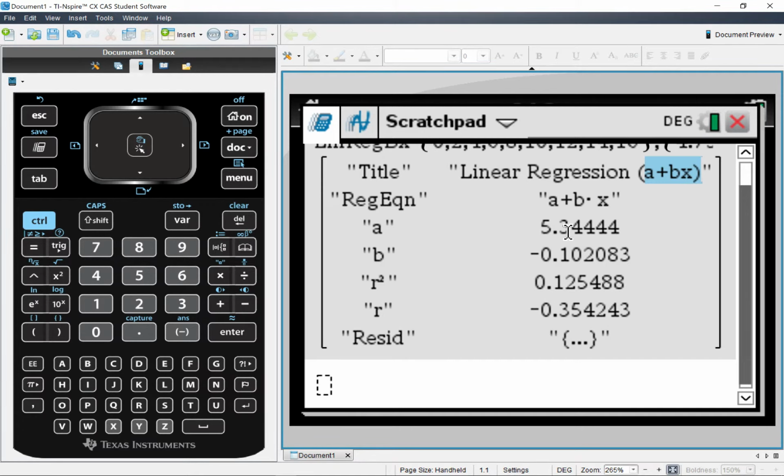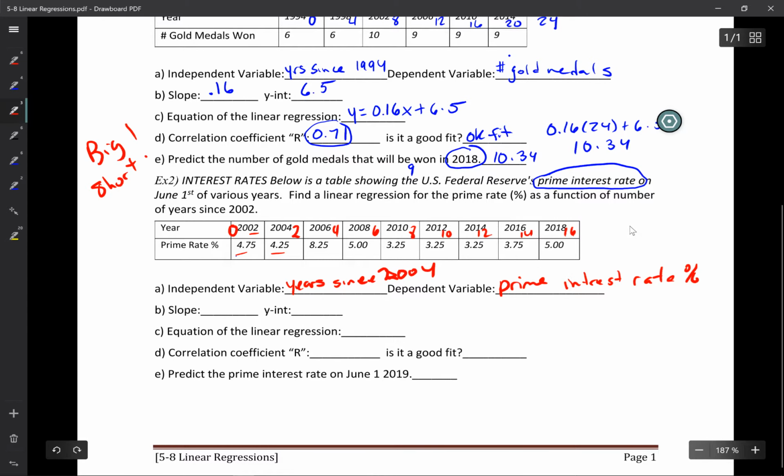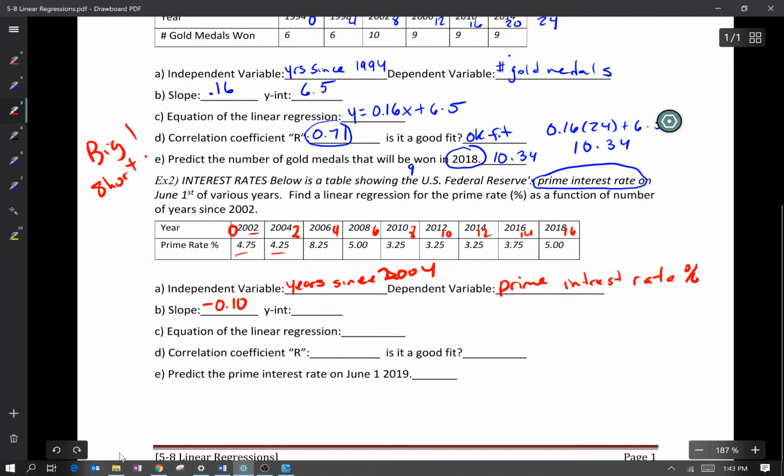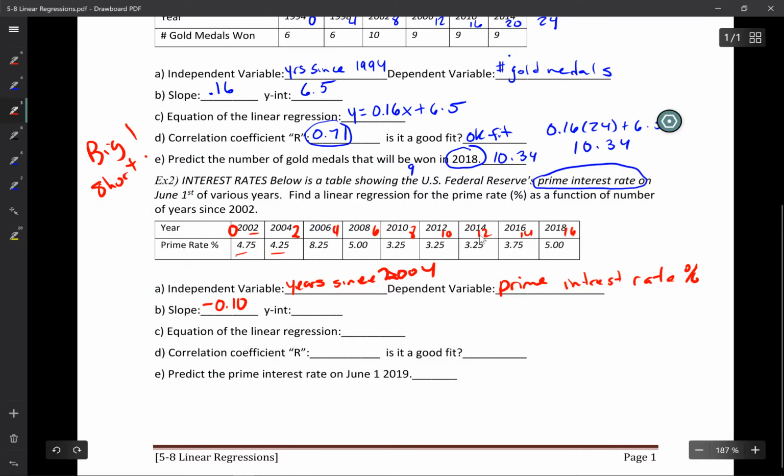So a is 5.34 and b is negative 0.1. So b is the slope in this case. So the slope is negative 0.10 or 10 hundredths, right? I'm going to write that down. And the y-intercept is 5.34. So the equation is negative 0.10x plus 5.34, right?